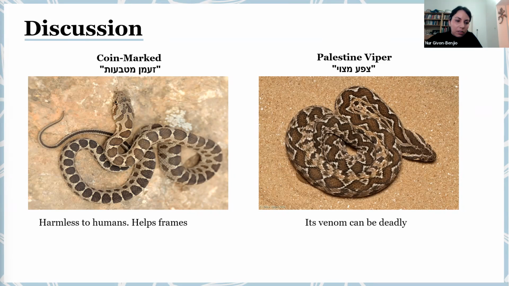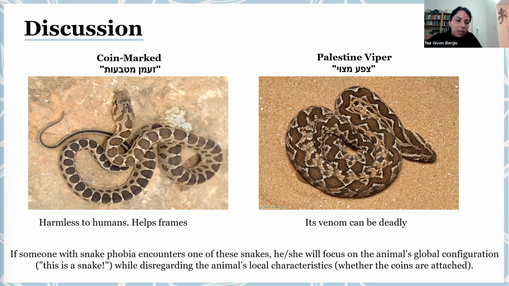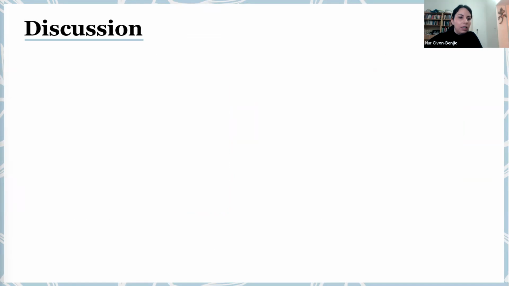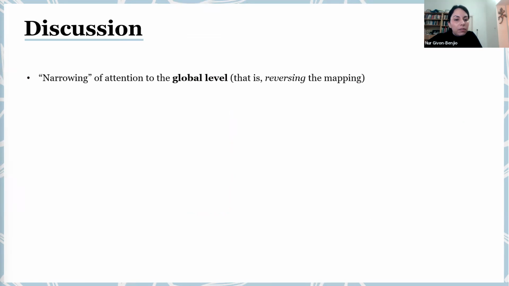Our result suggests that if someone with snake phobia encounters one of these snakes, he or she will focus on the animal's global configuration, this is a snake, while disregarding the animal's local characteristics, whether or not the coins are attached. This global level interference may be translated into difficulty adjusting one's behavior adaptively upon encountering the stimulus.